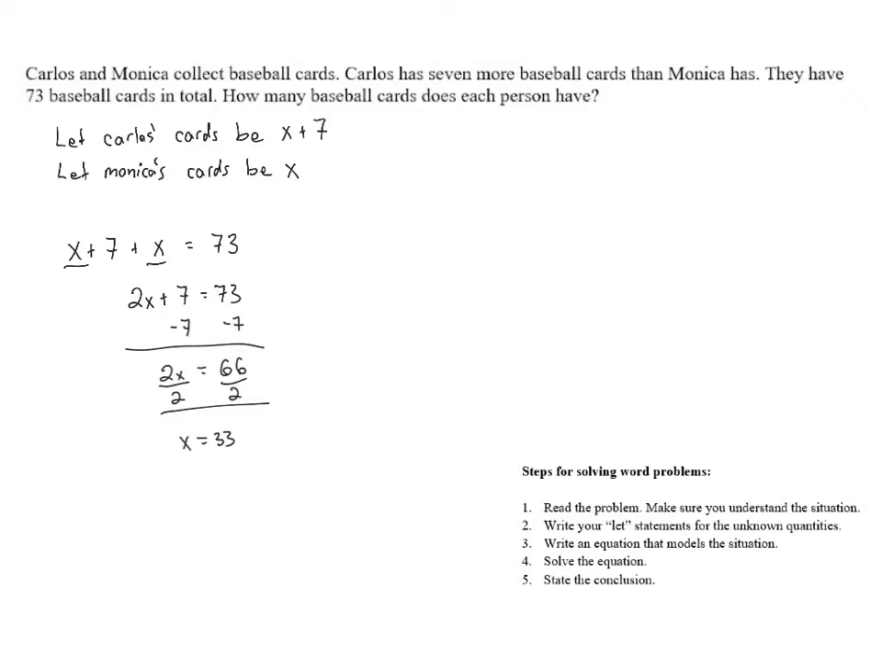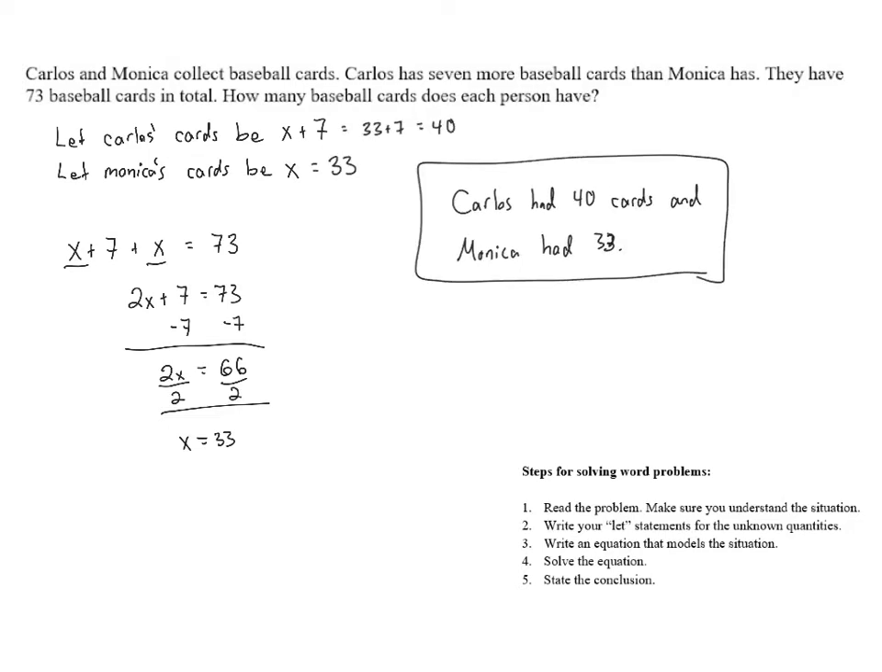Now we're not finished because the problem doesn't say what's x. The problem says how many baseball cards does each person have? So we go back to our let statements. Monica's cards was represented with x, and we know that's 33. Carlos's cards were represented by x plus 7, and so here we can plug in 33 plus 7. That gives us 40. So our conclusion is going to be that Carlos had 40 cards and Monica had 33.